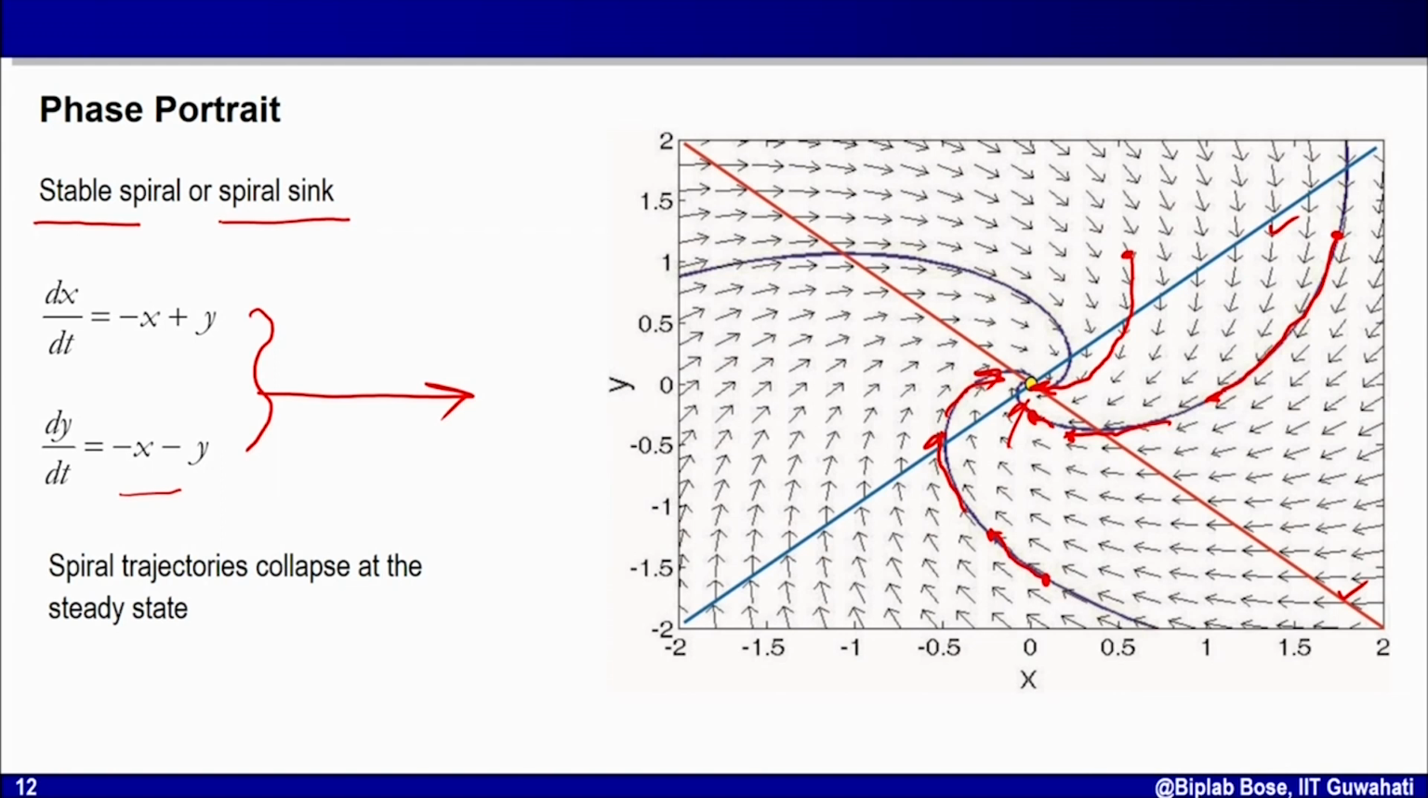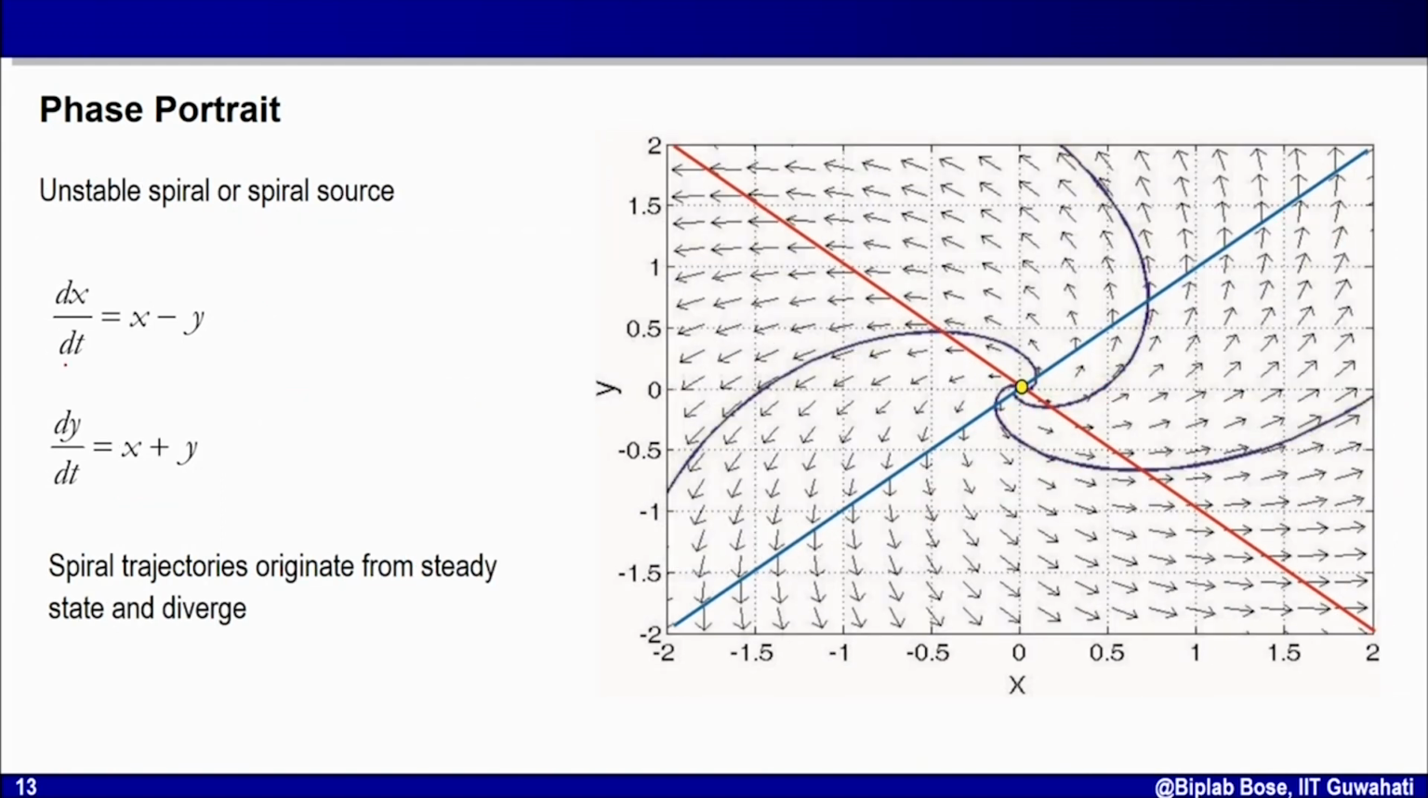What happens if you have an opposite one? Let us take an example. So I have ODEs dx/dt equal to x minus y and dy/dt equal to x plus y. These two ODEs give rise to this phase portrait. Again, these two colored lines are null lines and the intersection point is the steady state.